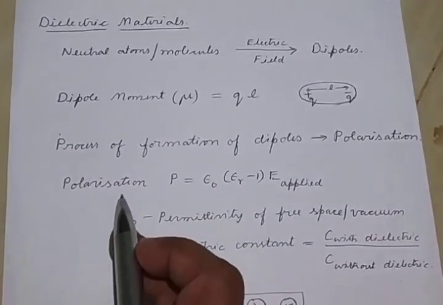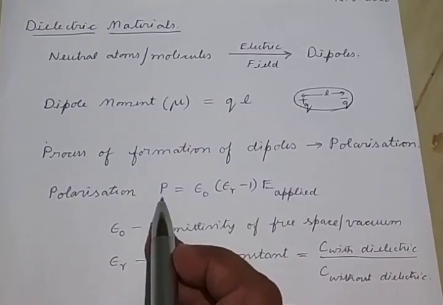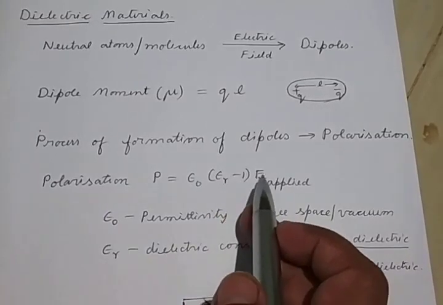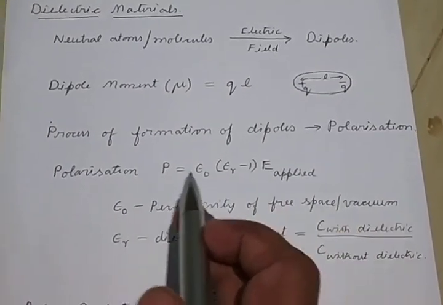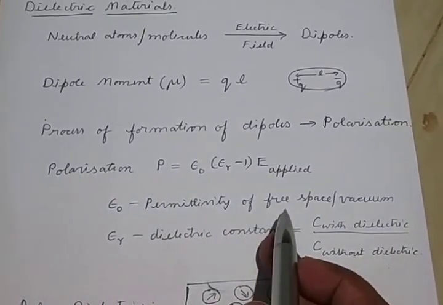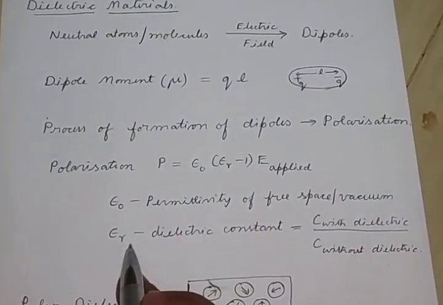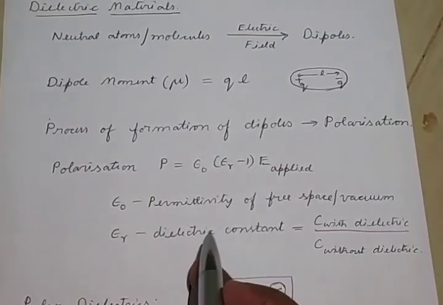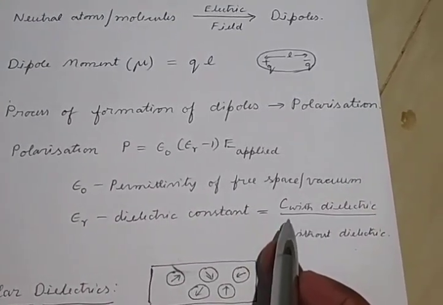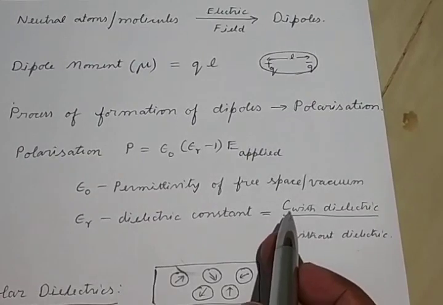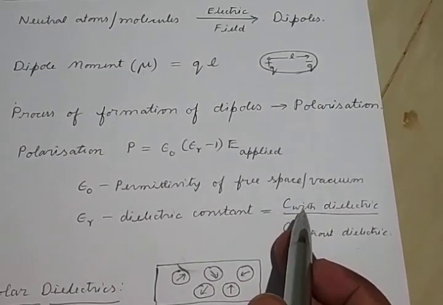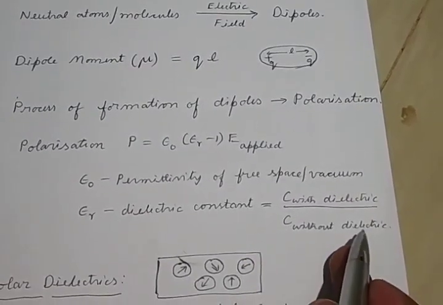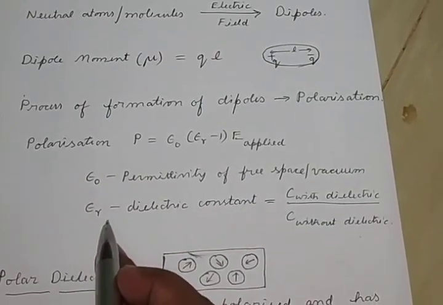Now polarization as a quantity, we can write by this equation. Polarization P is equal to epsilon naught into epsilon r minus 1 into applied field E. Here epsilon naught is the permittivity of free space or vacuum. Epsilon r is relative permittivity, also called the dielectric constant. Now this dielectric constant we know is given by this relation. It is the ratio of the capacitance of a capacitor with the dielectric divided by the capacitance of the same capacitor without the dielectric. So that is what dielectric constant epsilon r is.